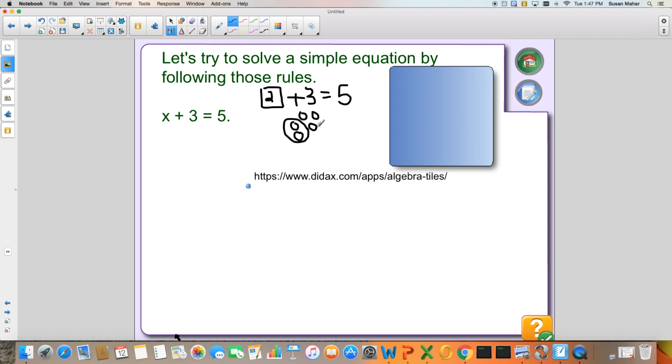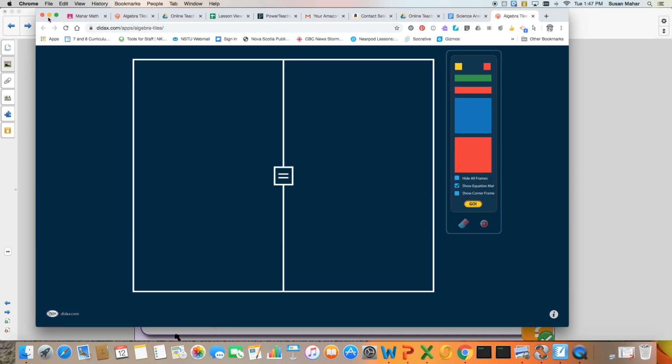Today, we're going to learn how to do it with the manipulatives so that when we move to more complex problems, we'll be able to do those. So let's take a look here. I'm going to bring up the manipulatives. And I'm going to do x plus 3 equals 5. So I'm going to bring over my x. And I'm going to do x plus 3 equals 5.